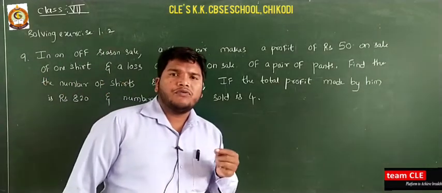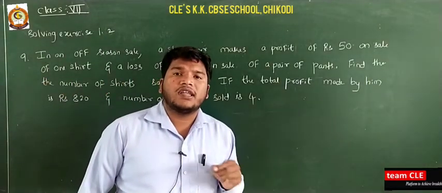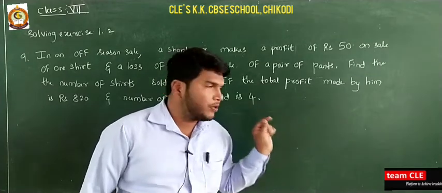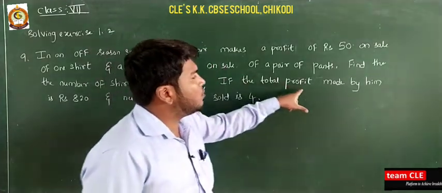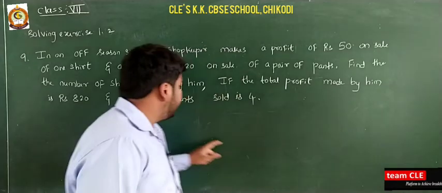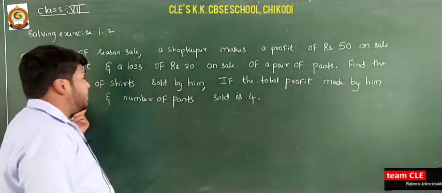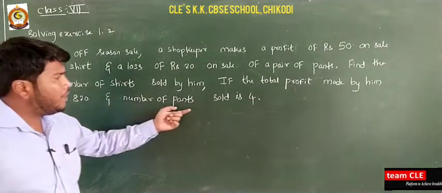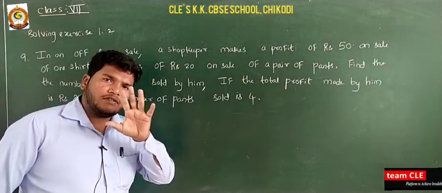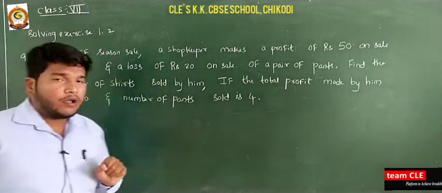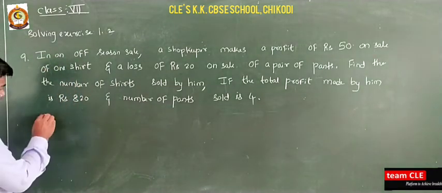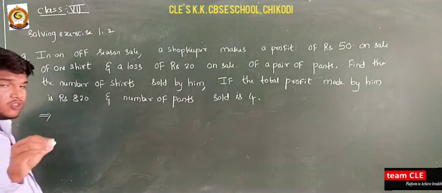We don't know exactly the number of shirts sold by the shopkeeper. The total profit he made in the off-season sale is rupees 820. The number of pants sold is totally 4. First we'll write the given things. The given things are very important in this question.